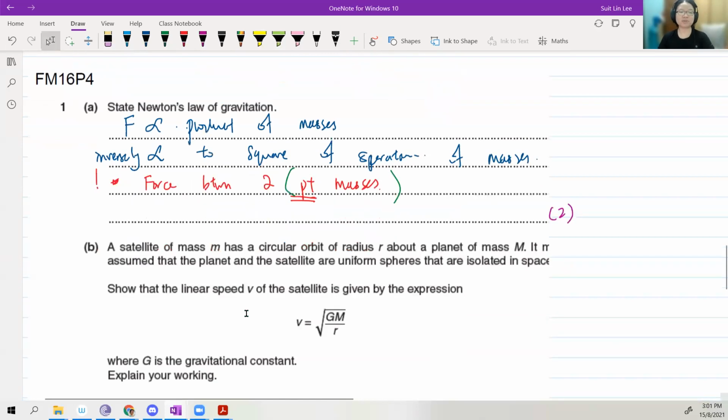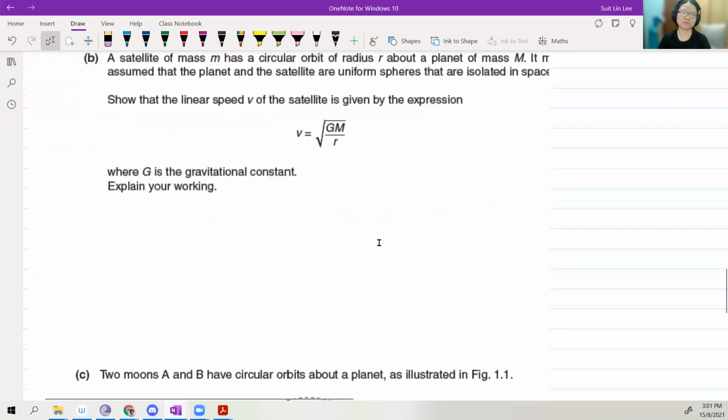Okay, so we start with the same idea. We've got a satellite, circular orbit, radius r. At this point in time, you're like, wow, I think I know this already. I see this, I know what to do. Good. Grind the past year papers until most chapters achieve this level of saturation.